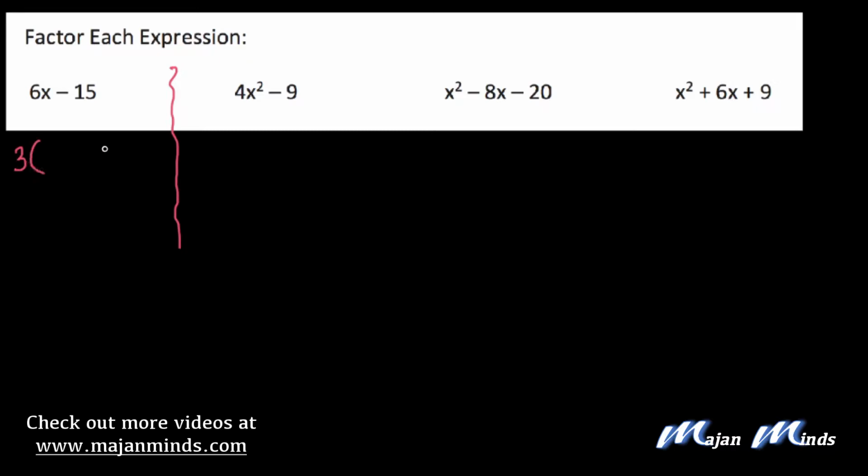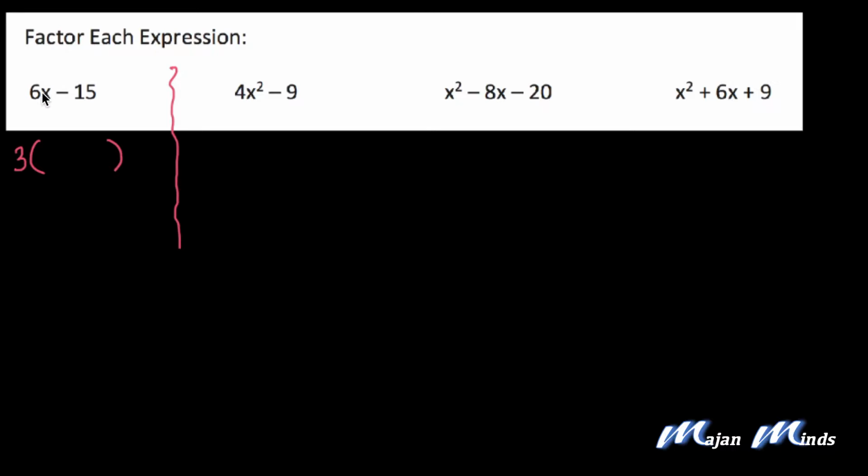They both have a 3 in common. 6 and 15 both have a 3. When I divide a 3 out of 6x, it leaves me with a 2x. And when I divide a 3 out of 15, it leaves me with a 5. And notice that 2x and 5 have nothing in common now. So you should always check if you've factorized by opening the brackets to see that you get back to where you started. That would be a way to check your work.